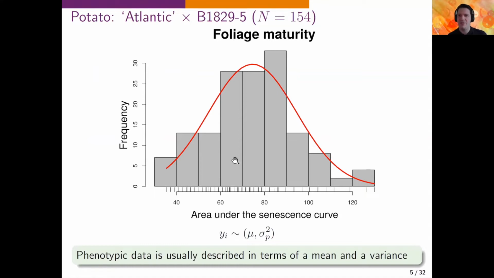One way of describing phenotypic data is through its mean and variance. In this example, we evaluated foliage maturity for a population of 156 individuals of tetraploid potato. And we can see that the mean is around 70, with the phenotypes ranging from below 40 to over 120. So what we are going to do here is variance component partitioning, that I'm sure many of you are familiar with.